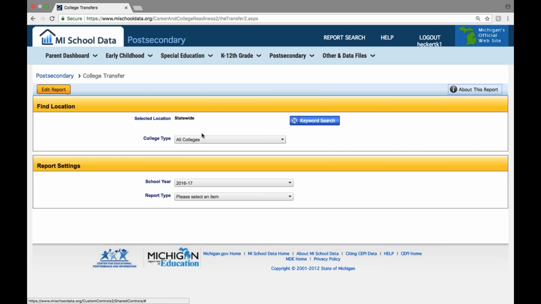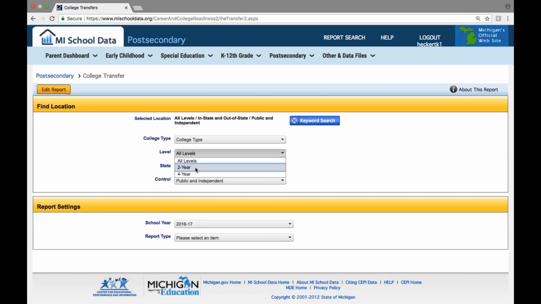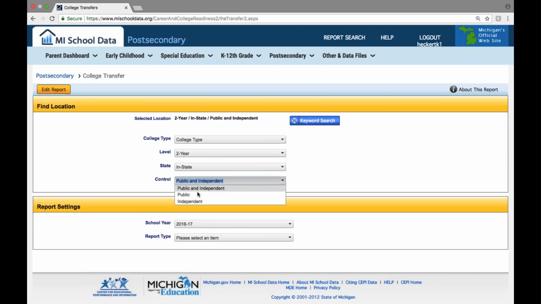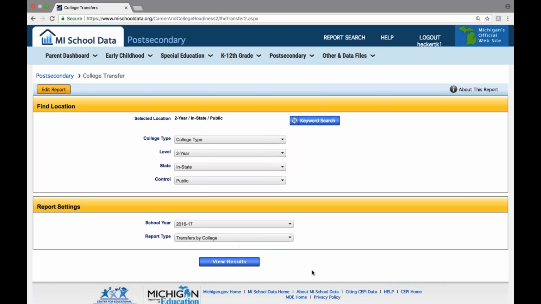Okay. So college transfer, I'm going to actually look at college types since I'm talking to community colleges. I'm going to switch my levels to 2-year. Just going to look at my in-state community colleges. That's my population of interest. I'm going to look for any transfers that occurred during the 16-17 school year. And here I have an option called report type. There's transfers by college, which is a detailed breakdown of where Michigan community college students are going by college. And then I have a broader one, which is whether or not they're leaving the state. Are they transferring to 4 years? I'm going to start with transfer by college.